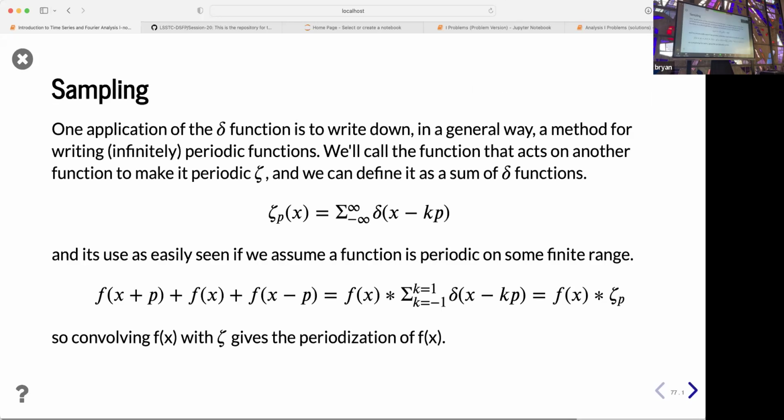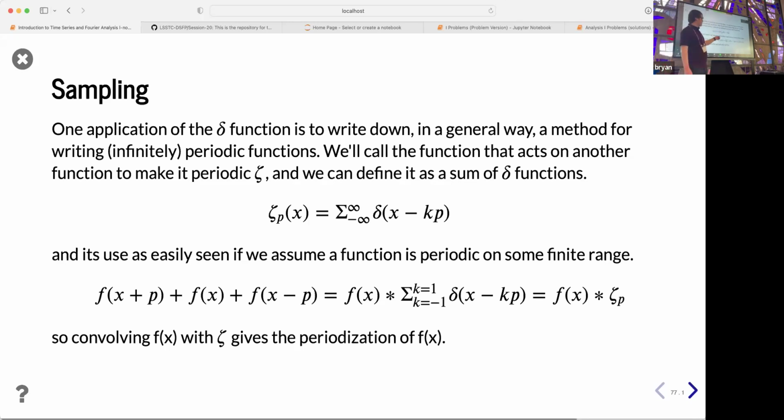Okay. So, it's a lot of formalism. I really just wanted you to have seen that formalism. One application of the delta function is to write down a way to sample, first to write infinitely periodic functions. So we'll call a function that acts on another function and makes it periodic, this symbol that I can never pronounce, C. We can define it as a sum of delta functions.